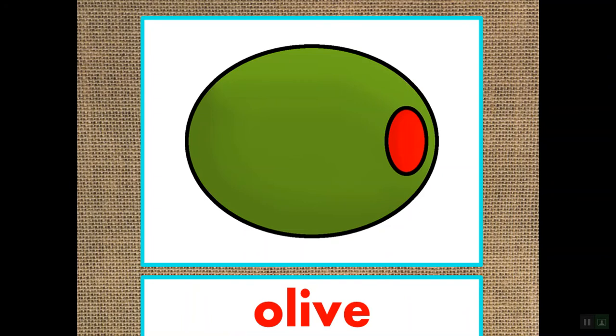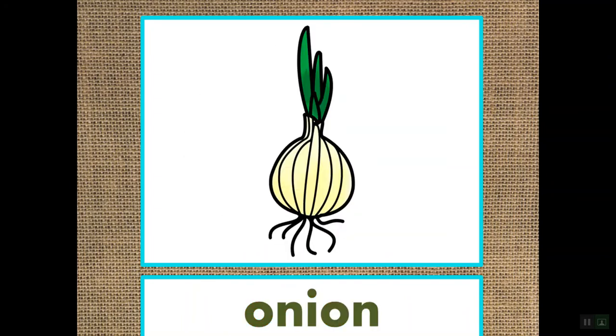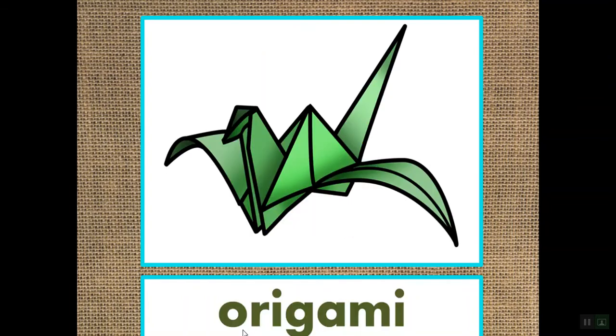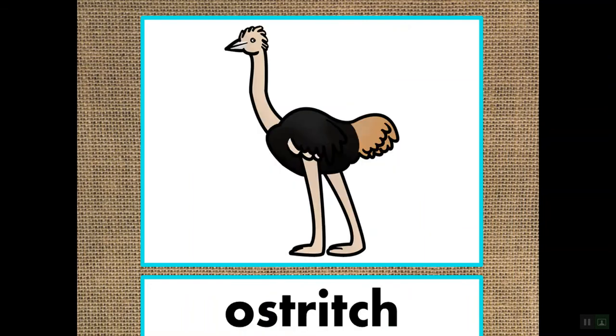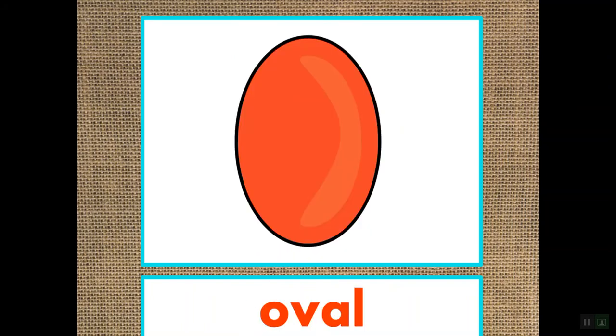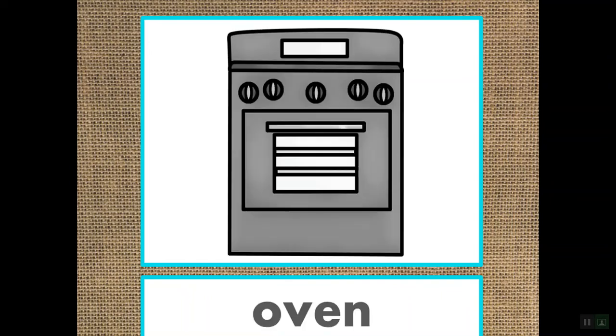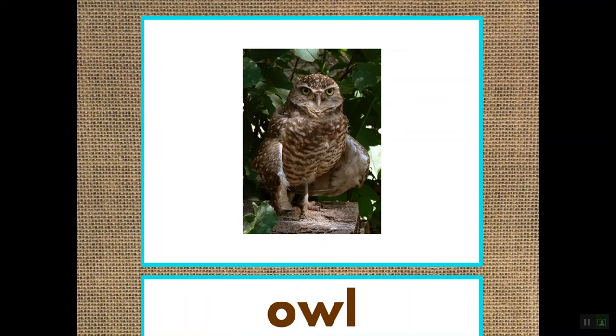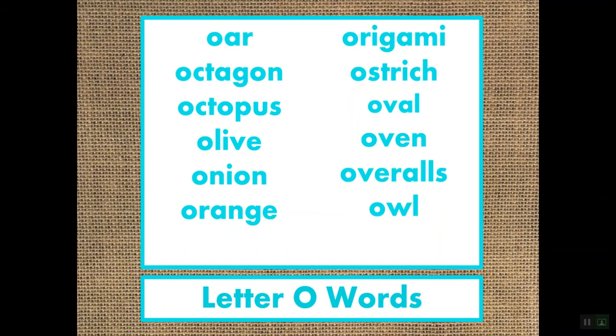Olive. Onion. Orange. Origami. Ooh, that's a cool word. Ostrich. Oval, there's that long O sound, oval. Oven. Overalls. Owl. And that's our list of O words.